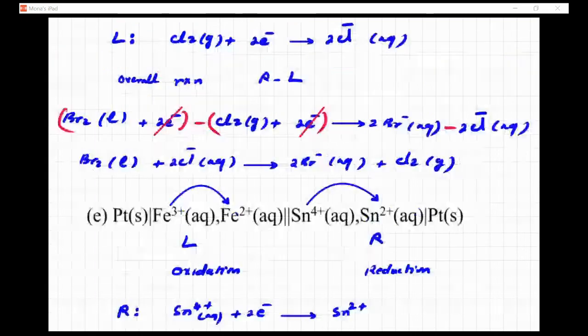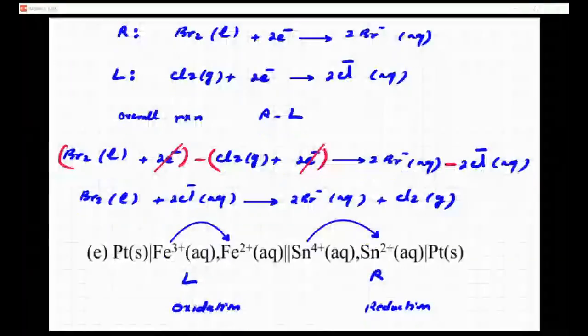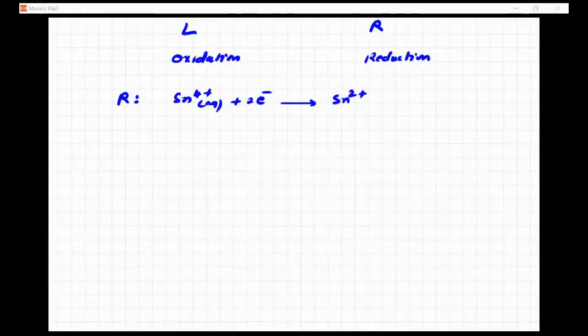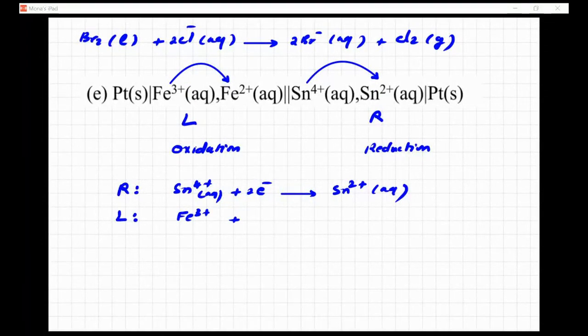Let me just check I'm doing the right thing here. Yes, I'm solving this part. This is aqueous. Fine. This is the right. Now, the left is going to be Fe3 plus plus one electron, giving Fe2 plus. But this is actually oxidation.